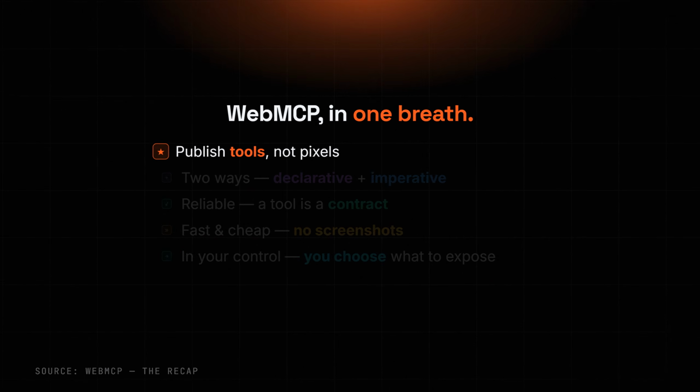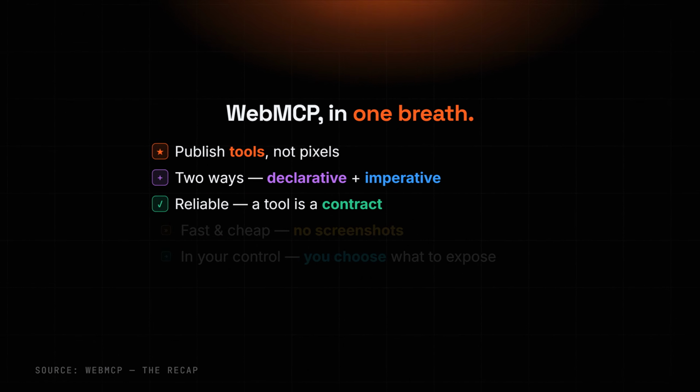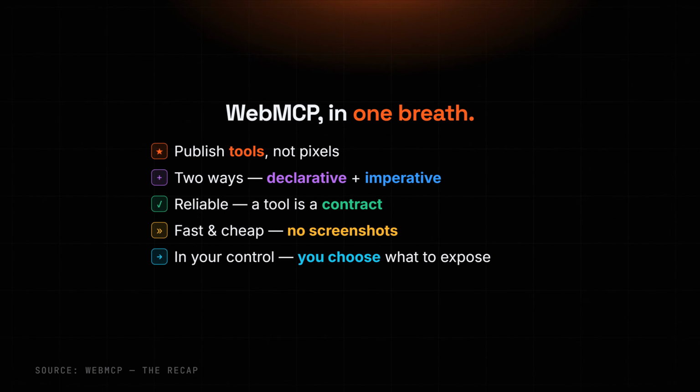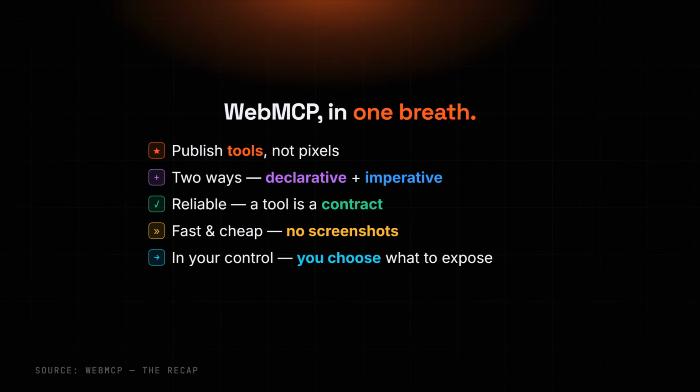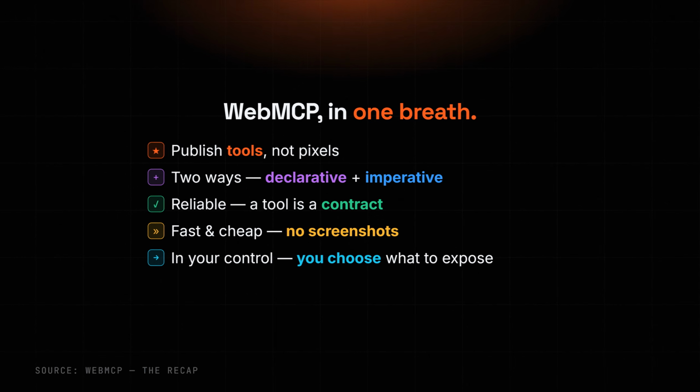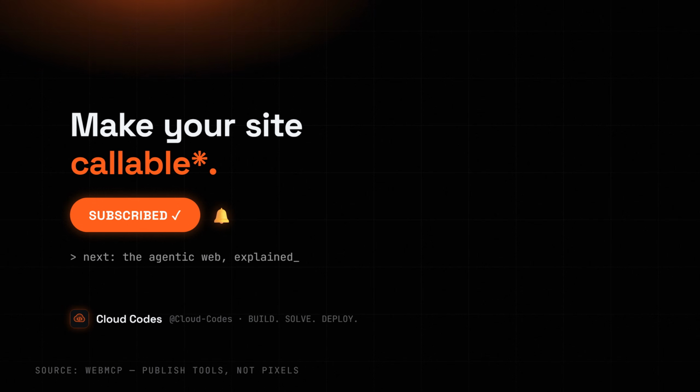So here's the recap. Publish tools, not pixels. Two ways to add them: declarative forms and imperative JavaScript. Reliable, because a tool is a contract. Fast and cheap, because it skips the screenshots. Under your control, because you choose what to expose. And very soon, simply expected. That is WebMCP, the quiet upgrade that turns every website into something agents can actually use.